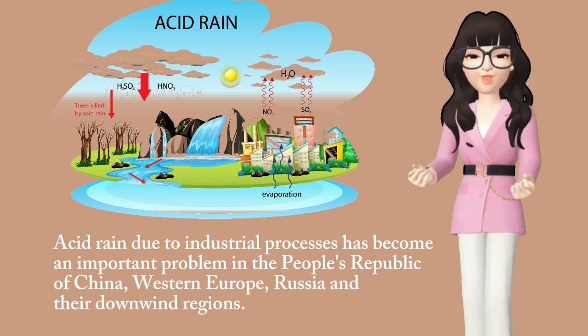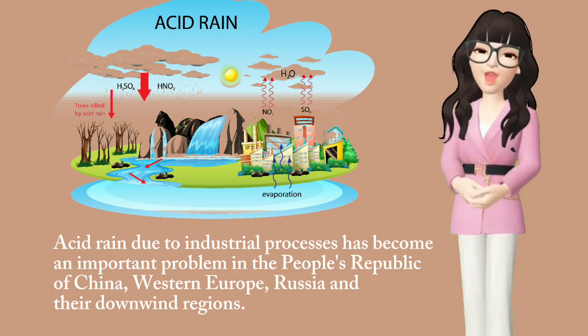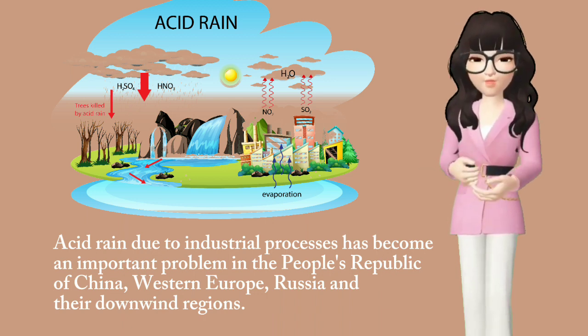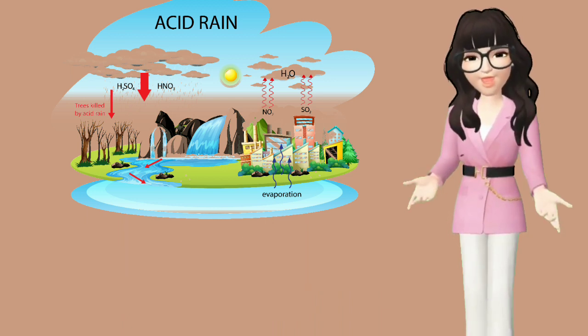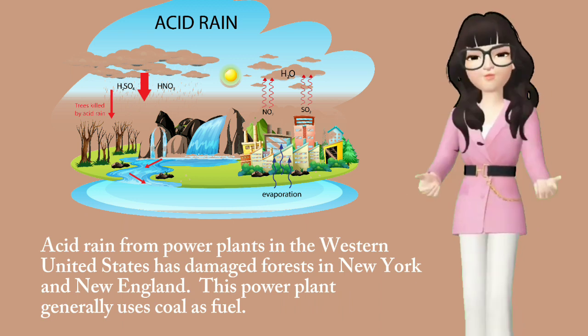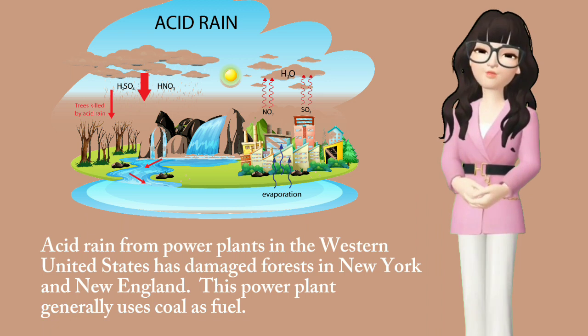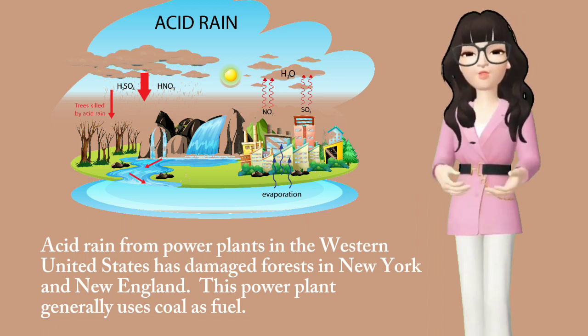Acid rain due to industrial processes has become an important problem in the People's Republic of China, Western Europe, Russia and their downwind regions. Acid rain from power plants in the western United States has damaged forests in New York and New England. This power plant generally uses coal as fuel.